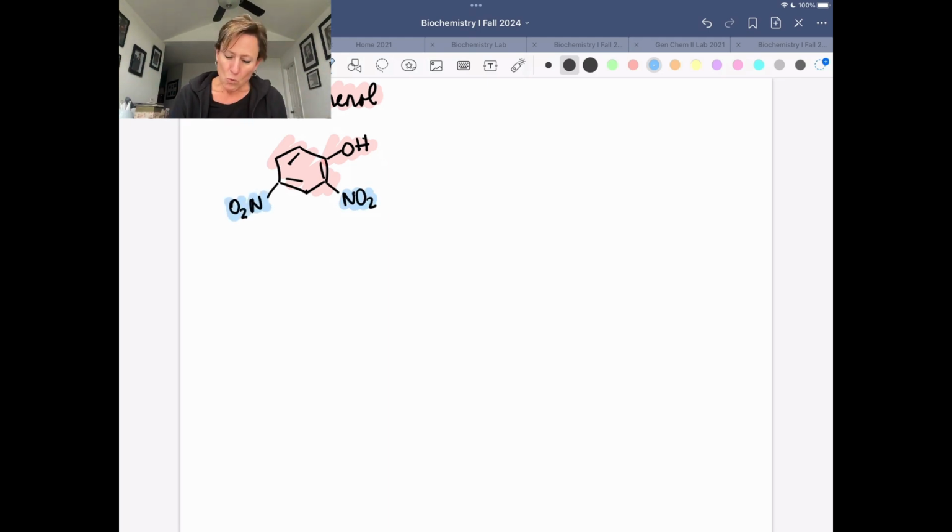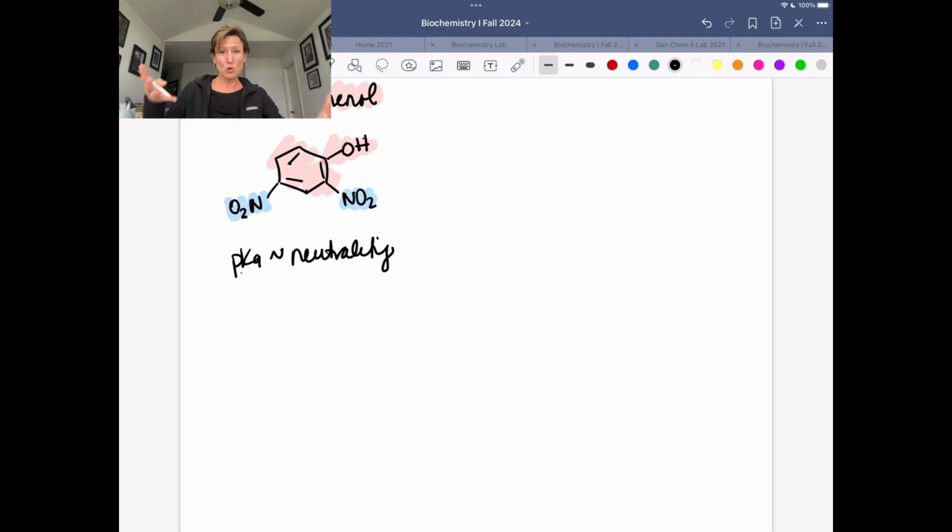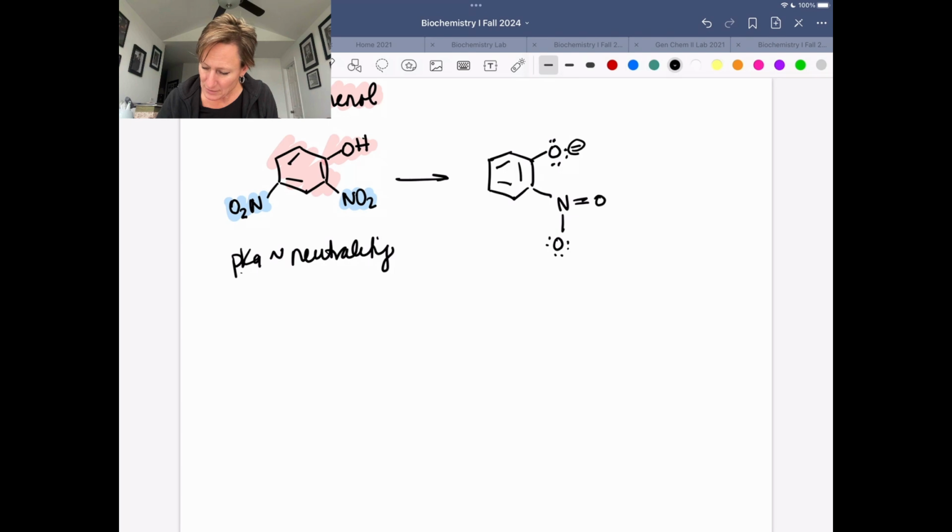Okay, so we had a pKa of 10 for phenol, down from 15 to 16 for ethanol. So I'm going to tell you that the pKa of 2,4-dinitrophenol is around neutrality, right? Around pH 7, which means at physiological pH, it could have either a protonated or deprotonated state. Okay, again, let's look at why that is. Let's deprotonate this guy. So if I deprotonate my OH, and I'm going to go ahead and draw out the structures of my nitro groups here.